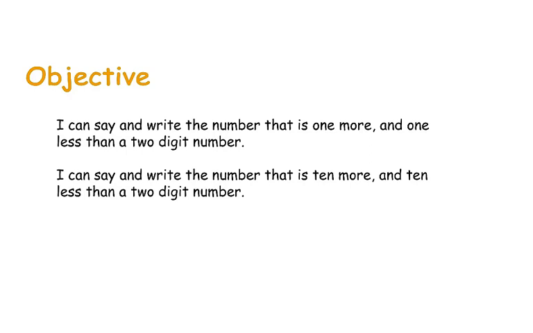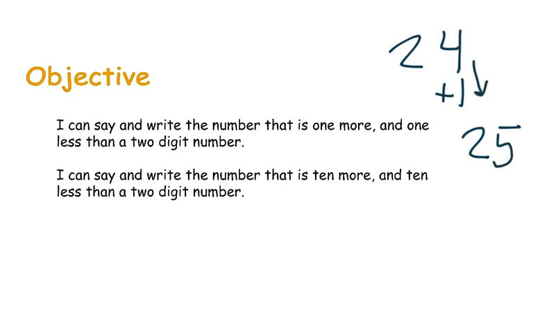The first one is that I can say and write the number that is one more and one less than a 2-digit number. So if we were looking at the number 24, a number that would be one more is 25. And if we were looking at a number that was one less, we would be able to say 23.